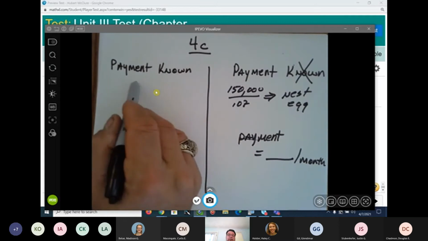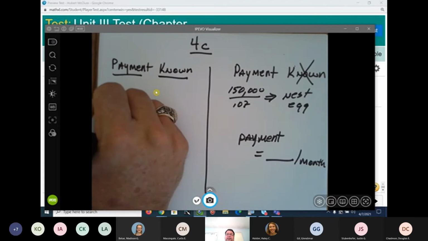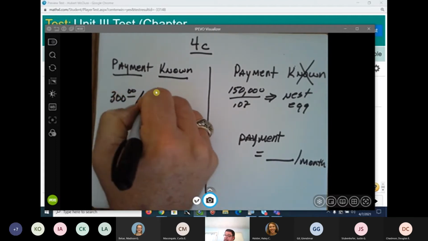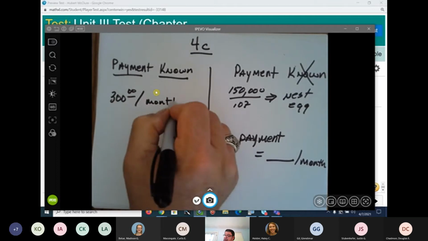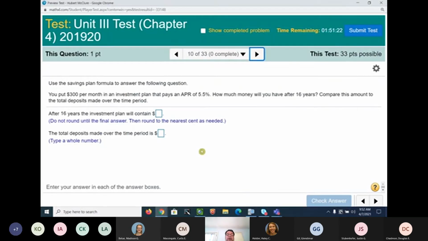This one, the other formula in 4C, is the payment known, and you got a monthly payment of $300 per month. You put $300 a month in an investment. How much money will you have after 16 years? Compare this to the deposits you made over the 16 years.